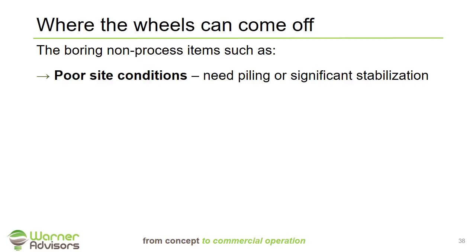First one is poor site conditions. If you're trying to build, say, near water, near a dock, to be able to ship your material out by water, it's very common that the site conditions will be very poor. You may need to put piling or stabilization under your equipment and buildings, and I've been involved in many projects where that piling or stabilization can amount to $2, $3, $4, $5 million. Definitely something that can negatively impact your project, and it's something you should have a handle on during the engineering stage.